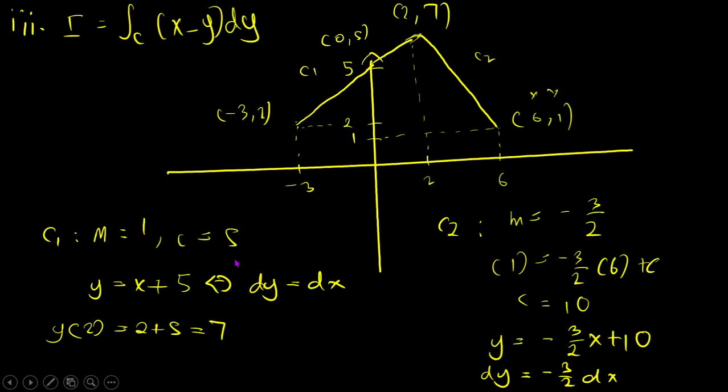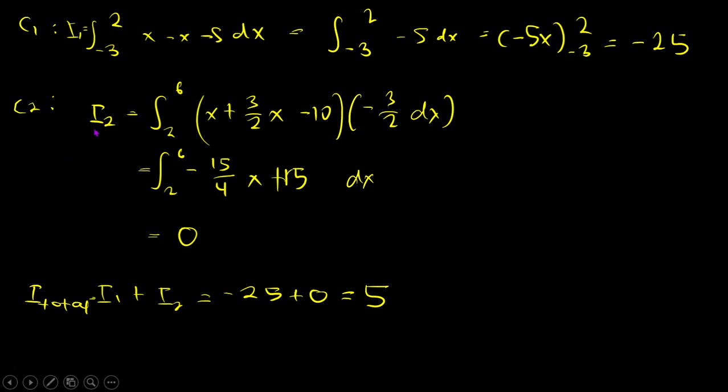And then for the last question, we are given a graph with two straight lines. I'm going to divide it into c1 and c2. For c1 we need to find the equation of the line. If we do it, we get y equals x plus 5. If we find its derivative, we get dy equals dx. And then for the second straight line, we'll get y equals negative 3 over 2 x plus 10, and its derivative is dy equals negative 3 over 2 dx. And then we need to solve both of them.